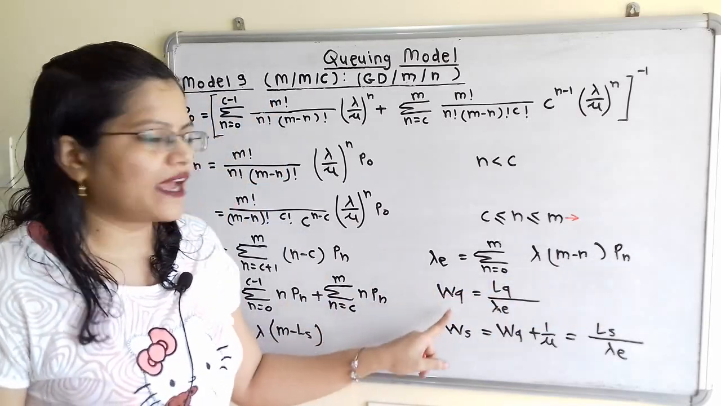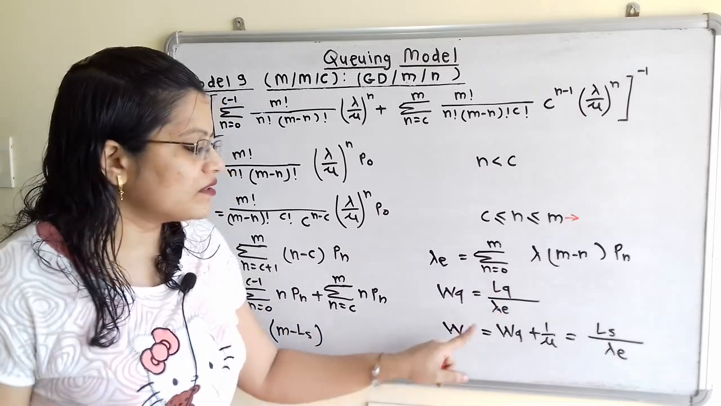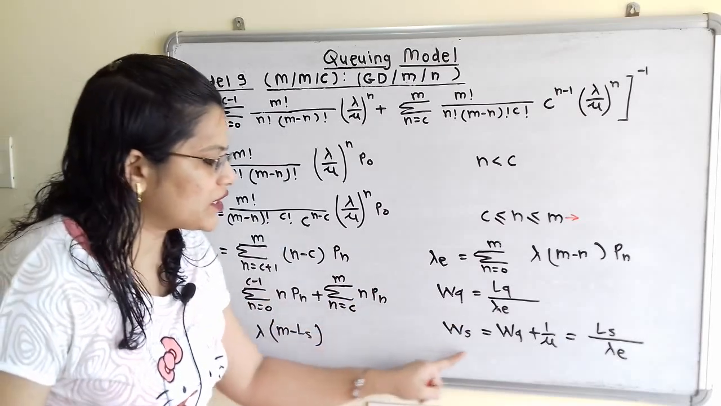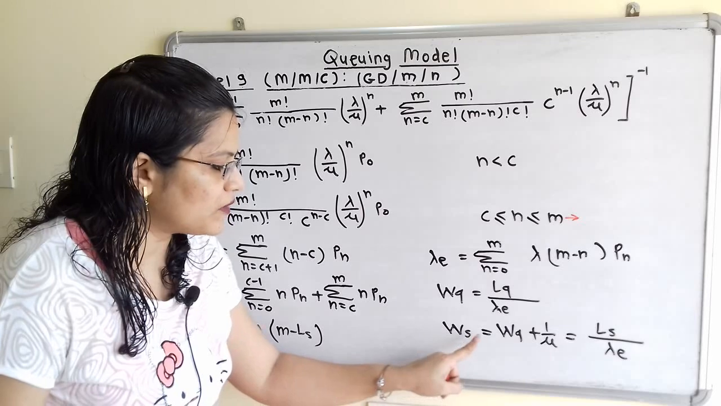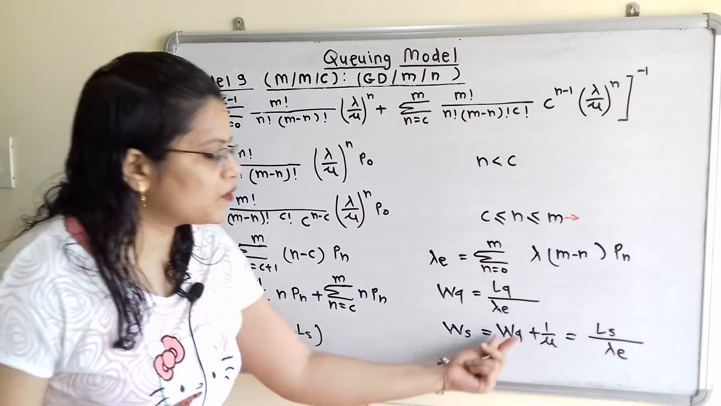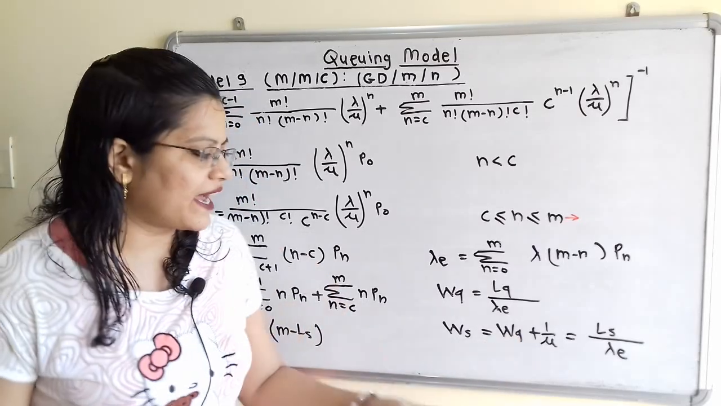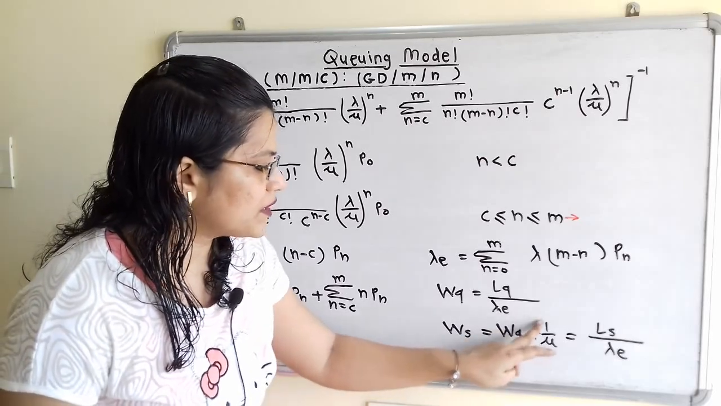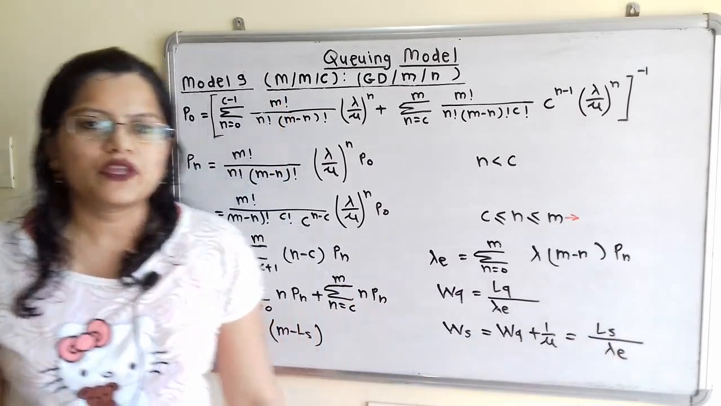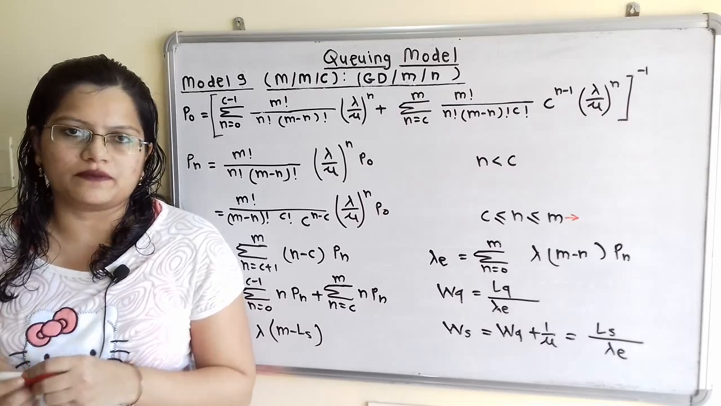Then waiting time in queue, that is Wq, is equal to Lq by lambda E. And waiting time plus time to take the service, that is total time in the system, that is Ws, is equal to Wq plus 1 by mu, because Wq is waiting time in queue and 1 by mu is the total service time that we have to consider. So Wq plus 1 by mu, or we can use the other formula, that is equal to Ls by lambda E. So you have to note down all these formulas which are useful to solve the problems.